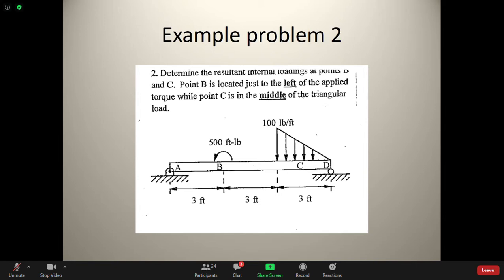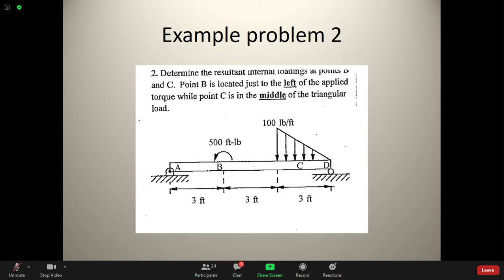So let's do problem 2. Again, the first question is, what type of beam do you see in this problem? Good one. Yeah, I agree. But I just told you that this type of beam, which is supported at the two ends, is called what? A simply supported beam. Please remember. So this is a simply supported beam.